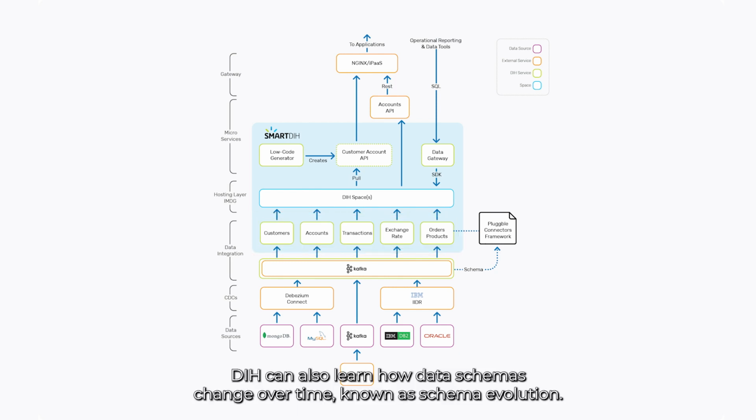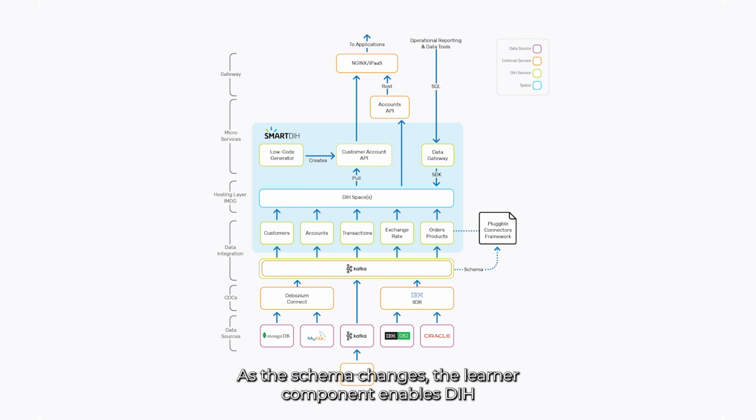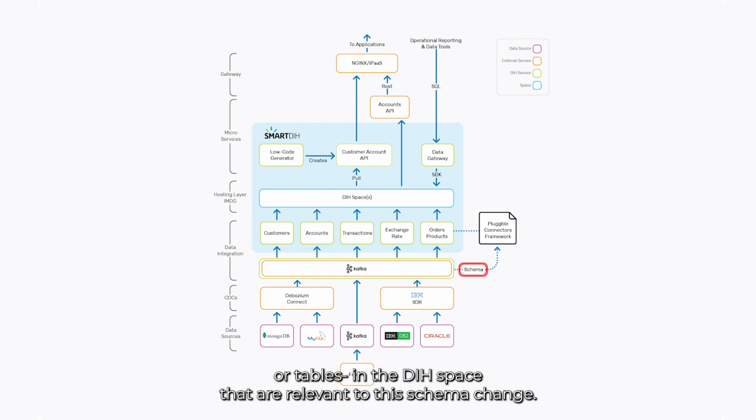DIH can also learn how data schemas change over time, known as schema evolution. As the schema changes, the learner component enables DIH to identify this change and modify the specific object structures or tables in the DIH space that are relevant to this schema change.